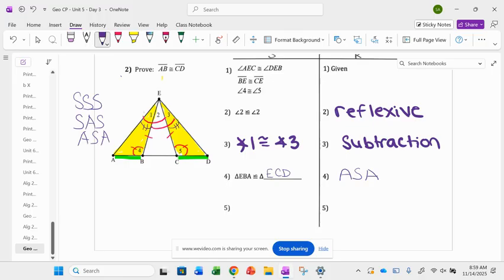What's the last thing we always write in our statement? What we want to prove. Don't we want to prove AB is congruent to CD? All right, now that the triangles are congruent, I can say AB and CD are congruent. What are those letters? You got it. CPCTC. Corresponding parts of congruent triangles are congruent.